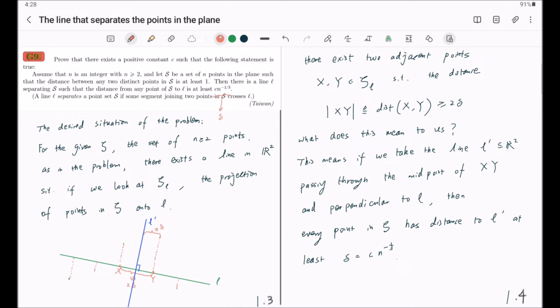Okay, so this is a desired case. If this happens, then we are good. And now we'll focus on the case where this does not happen.